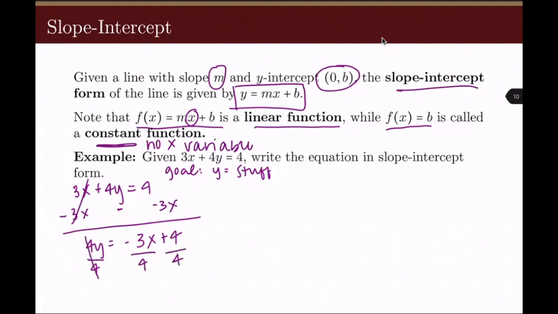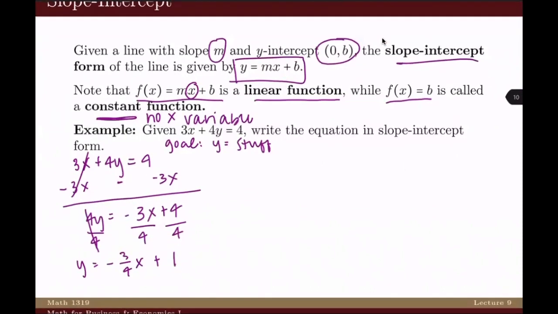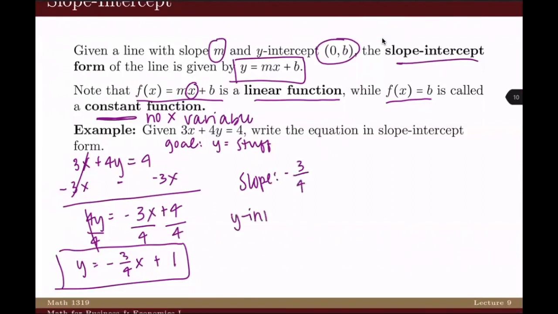So I'll have y is equal to -3/4 x plus 1, since 4 divided by 4 is 1. Now that it's in this form, I can directly see that my slope is -3/4, and my y-intercept is going to be (0, 1), since the y-intercept is given by this number, which we call b. All right, let's move on.